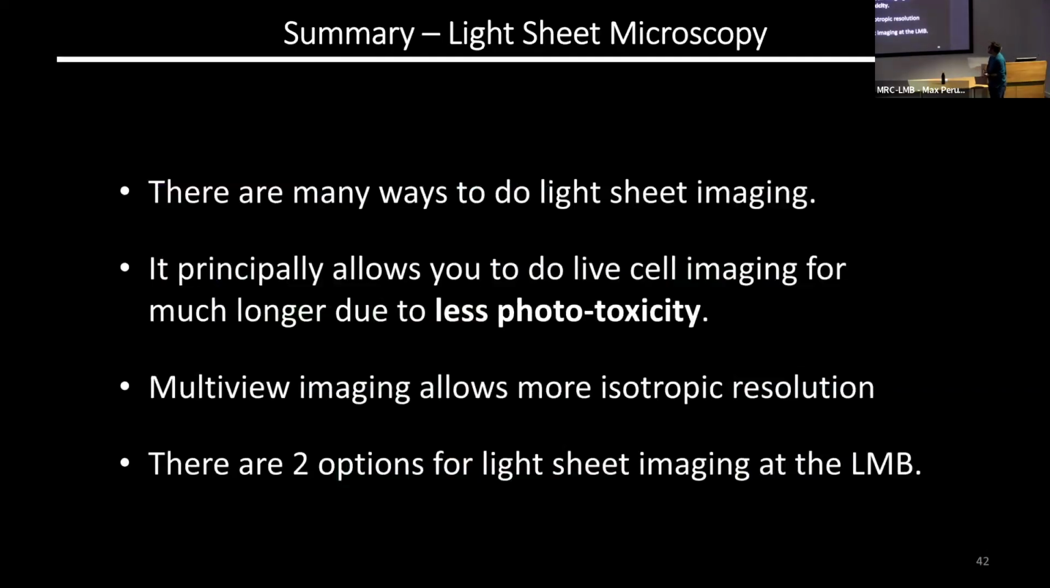Okay, so a little bit of a summary about light sheet. There are definitely many ways to do light sheet imaging, and the idea is that it mainly reduces the phototoxicity, so photobleaching, that's kind of the main advantage. And of course, you have multiple imaging, which allows you to solve this problem of the scattering. And there are these custom built options for imaging at the LMB with the systems that belong to the facility, but you can also talk to some of the PIs that have their own light sheets in case you want to use them.